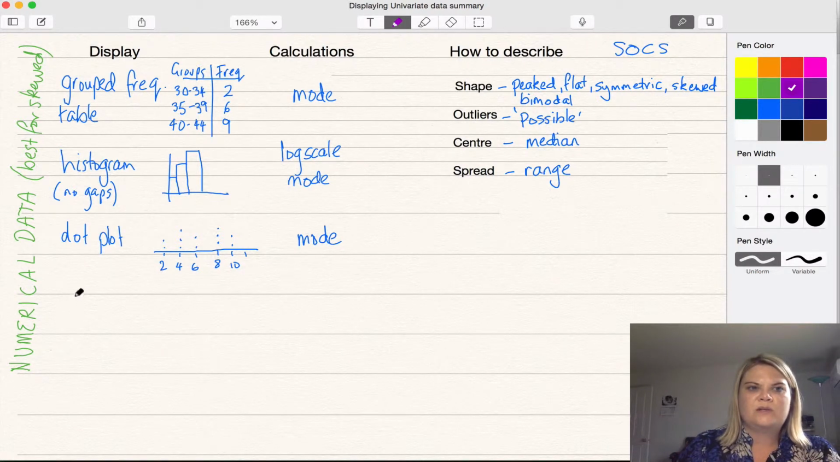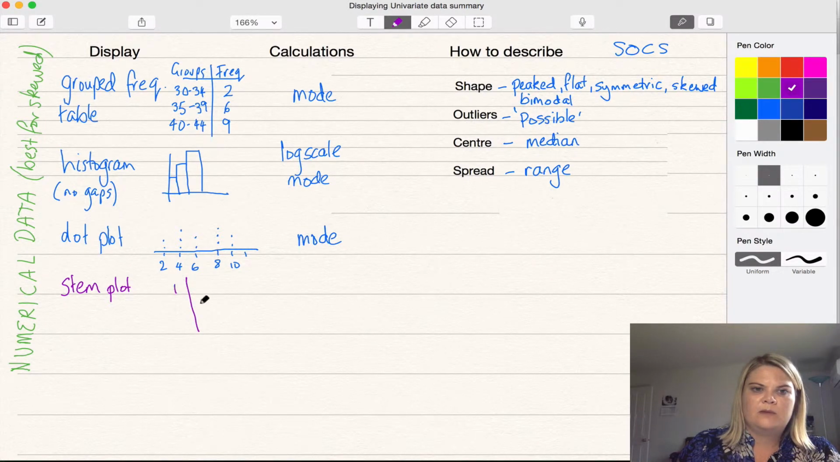Two more displays we can use for numerical data that is best for skewed data. First one is the stem and leaf plot, where you have the stem here. This might stand for 10, and you just put in 12, 14, 16, 20, 1, 23, 28, 30, 4, and 9.